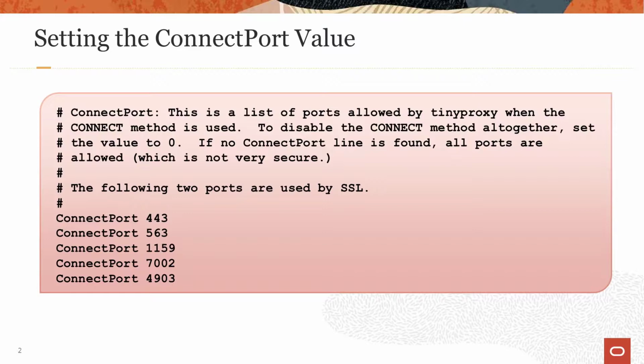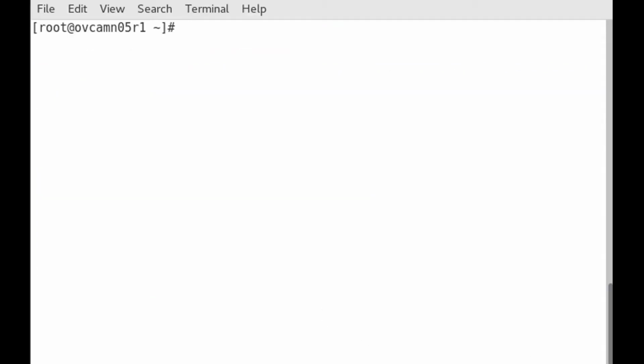If you make a change to the tinyproxy.conf file, you must restart the tinyproxy process for the change to take effect. Also, be sure to check the tinyproxy.conf file on the other management node. Finally, on each management node, check IP tables to make sure the connect port, in this demonstration, 4903, is open. Enter the command service IP tables status and pipe to grep 4903.